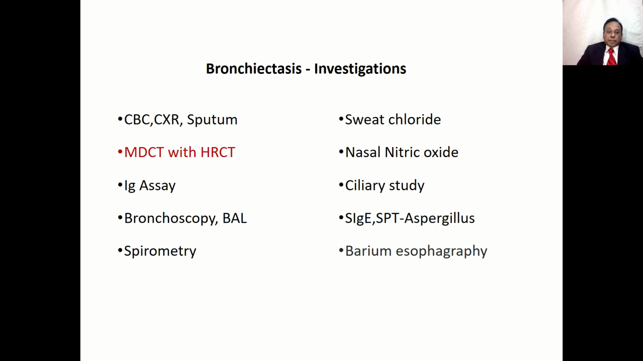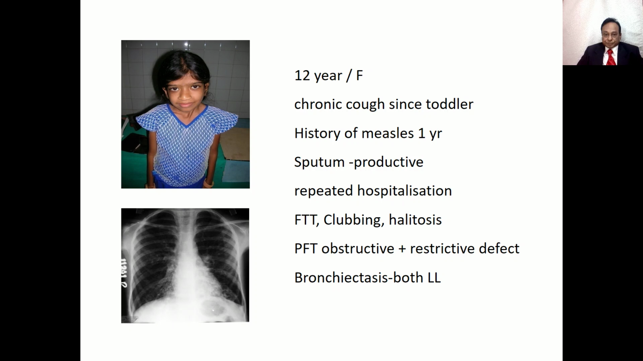Then, depending upon the child's clinical presentation, we have to go for sweat chloride, nitric oxide, ciliary studies, or aspergillus studies, and even sometimes barium esophagography and all. I have followed a lot of children. I just showed one child with bronchiectasis. It is a 12-year-old child. Look at that child, looks like a 6-year-old.